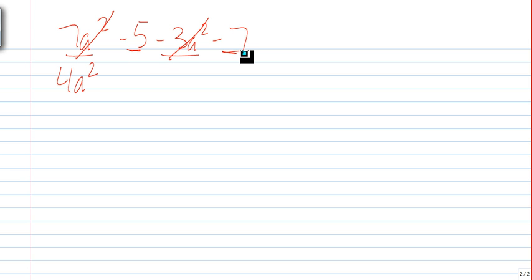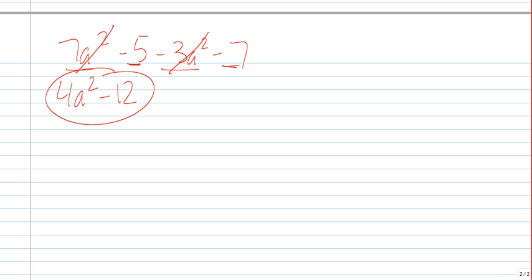So if you're negative $5 in the bank and then you overdraft $7 more, how much are you now fully negative? Right, you're negative $12. So now I have 4a squared minus 12. And that's going to be your final answer. You can't combine that any further because those are not like terms. Okay, let's get a little bit more in depth.